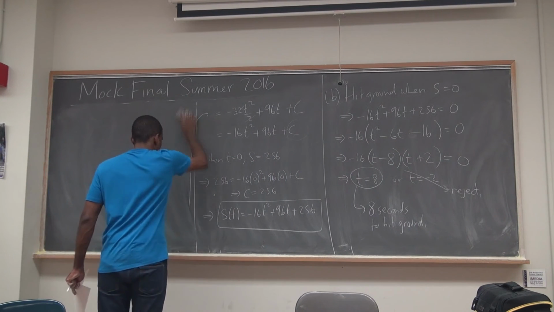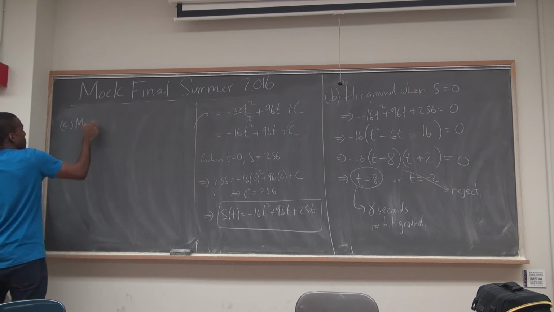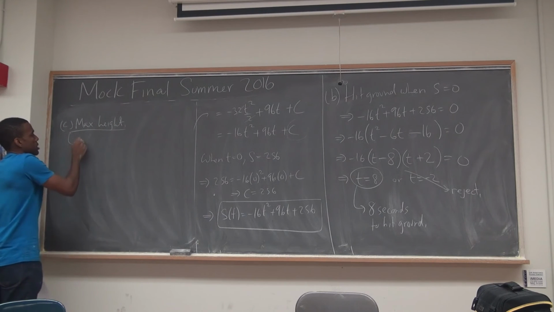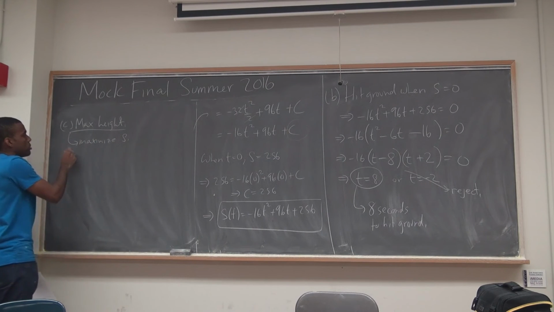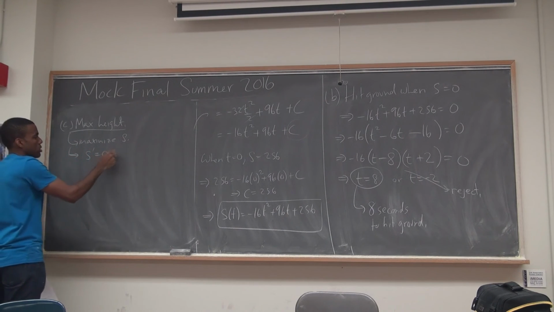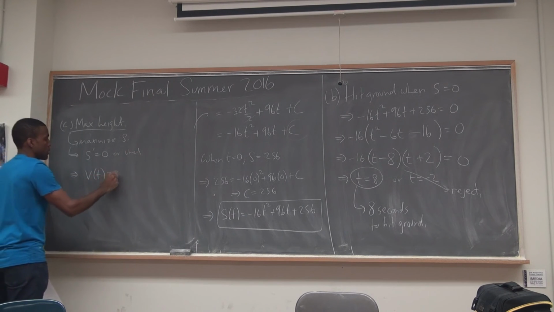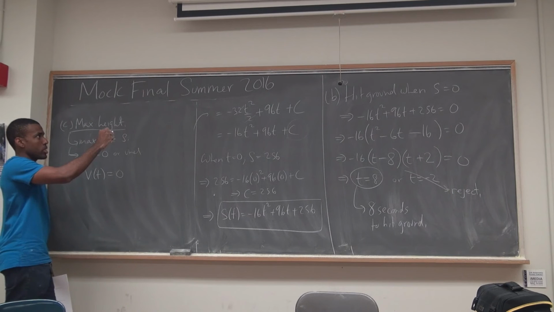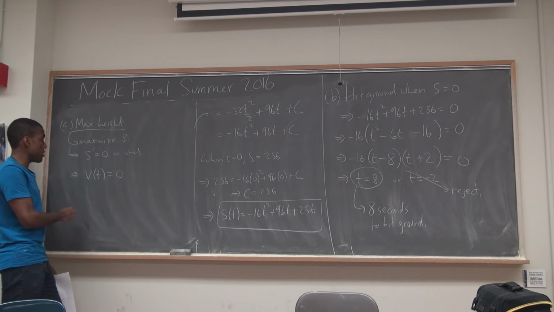How high will the object get? We want max height, right? This means maximize s. This means s prime equals 0 or undefined, which means we set velocity equal to 0. In physical interpretation, when you go up, you have to stop and then you start going down. That instant where you stopped, where your velocity is 0, that's your max height.